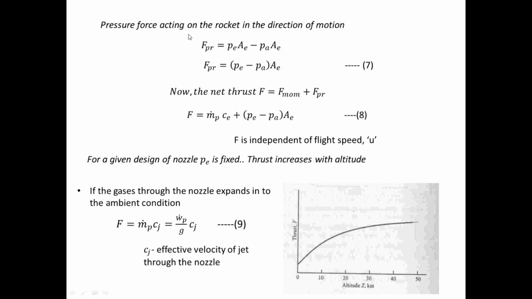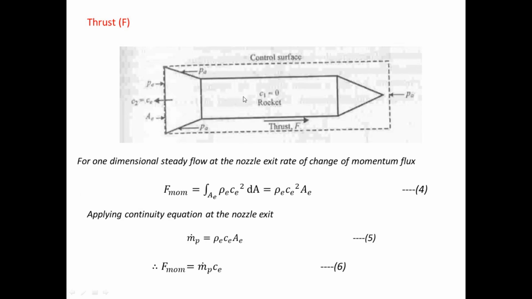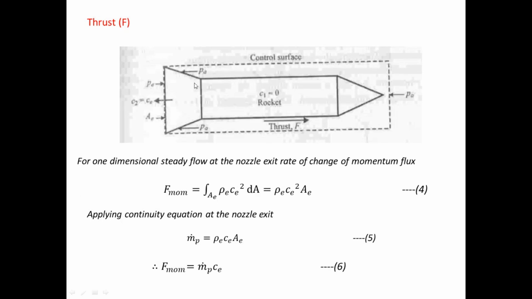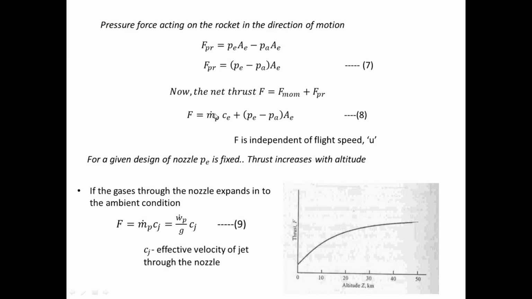The next one is the pressure thrust. Pressure thrust is commonly the pressure at the exit, that is PE into AE, minus PA into AE, that is the atmospheric pressure acting over an area of cross section AE. So the rocket is moving in this direction. Pressure force is acting along the surface, PE into AE, and atmospheric pressure PA will be acting all over the surface of the rocket, that is PA over a cross sectional area AE, PA into AE. So the pressure force will be equal to PE minus PA into AE.